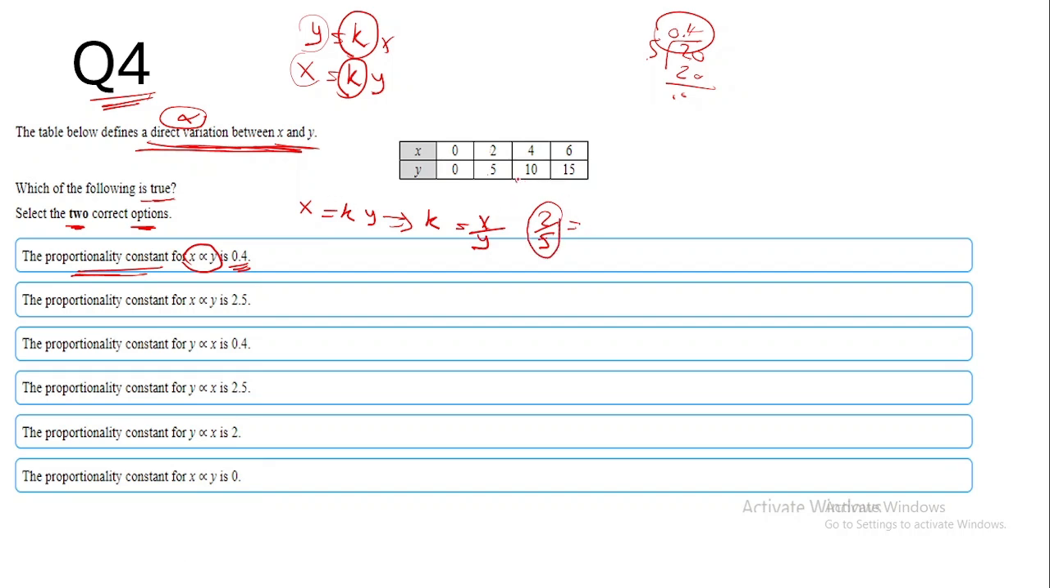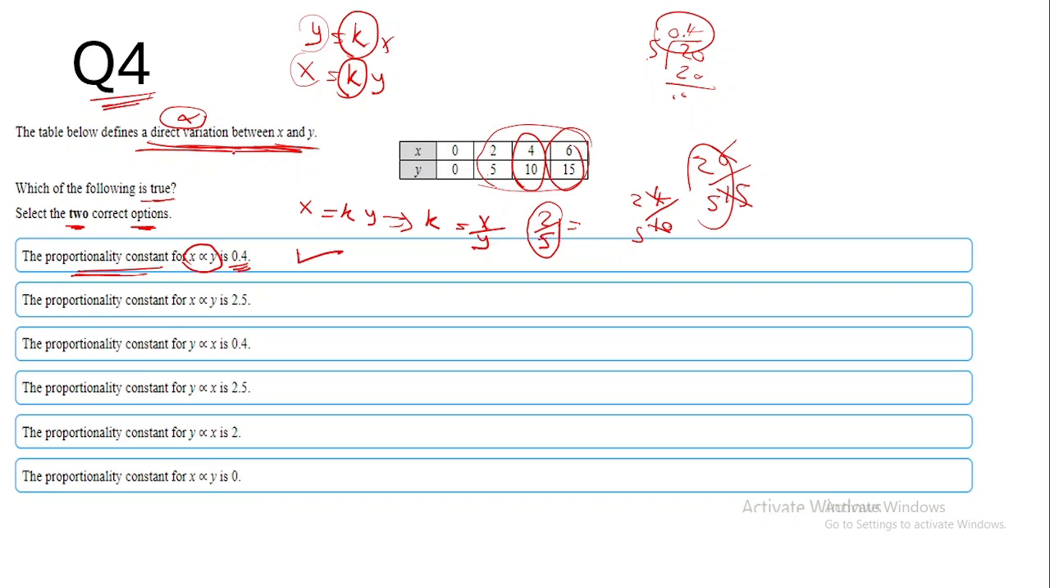Okay. Let's see the other one. 4 divided by 10. By 2, it will be 2. By 2, it will be 5. So the same, it's 0.4. Okay. Let's see this one. 6 divided by 15. By 3, it will be 2. By 3, it will be 5. So that means all these values have the same constant. So yes, that's right. This is the right answer.